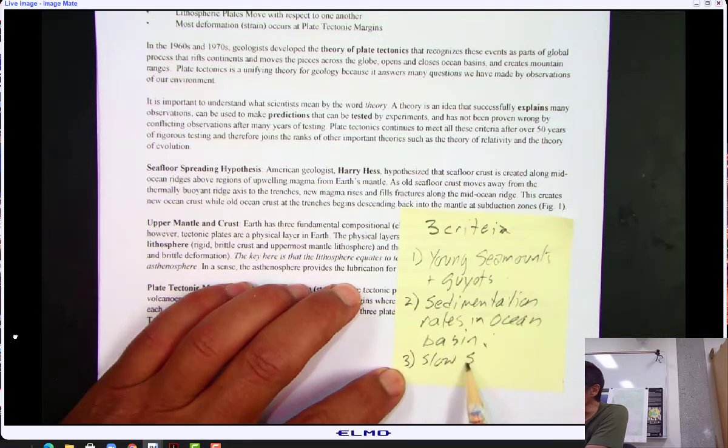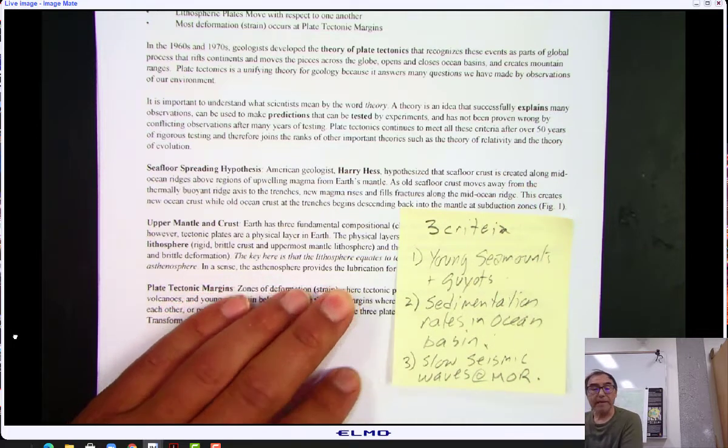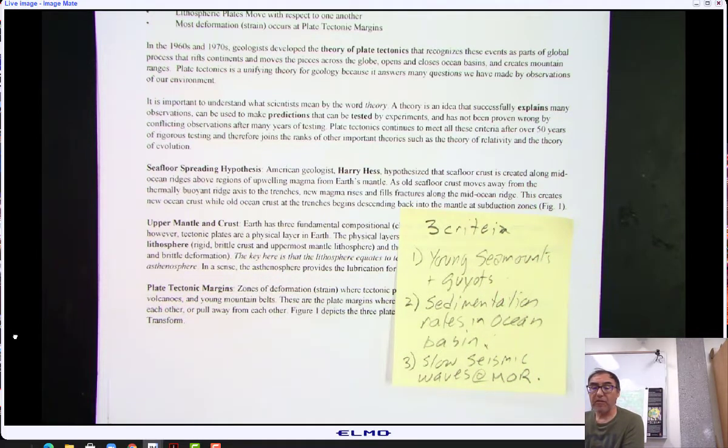And then the third one was the slow seismic waves under mid-ocean ridges, right? He predicted that earthquake waves would slow down because the rock is weak. It's partially molten, so there would be this slowdown, right? So anyways, review that. I do talk about that, and I know I asked these 3 questions on exam 1, right? So that's a little bit about what's going on there.